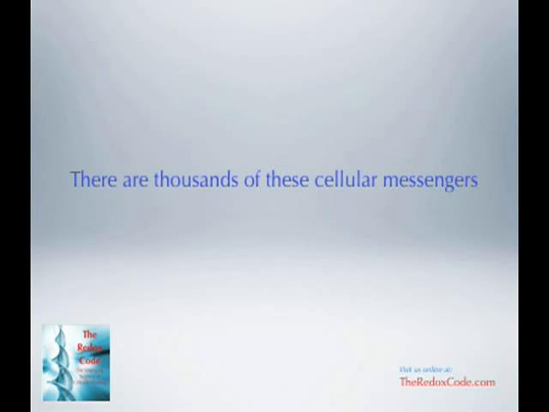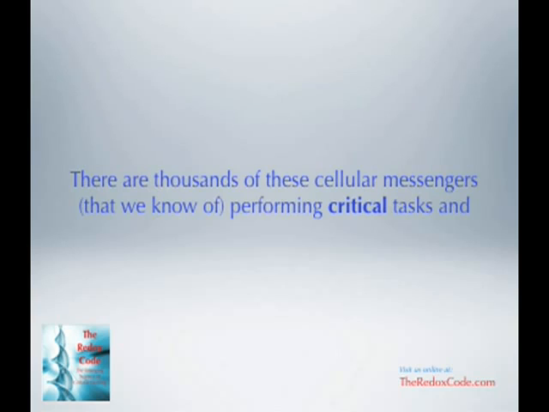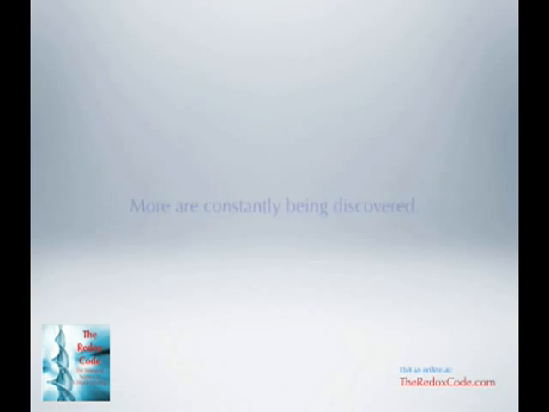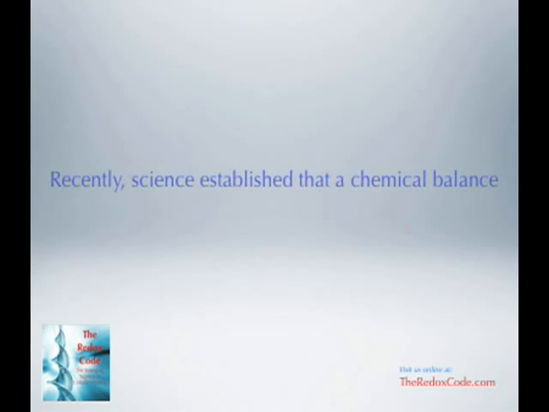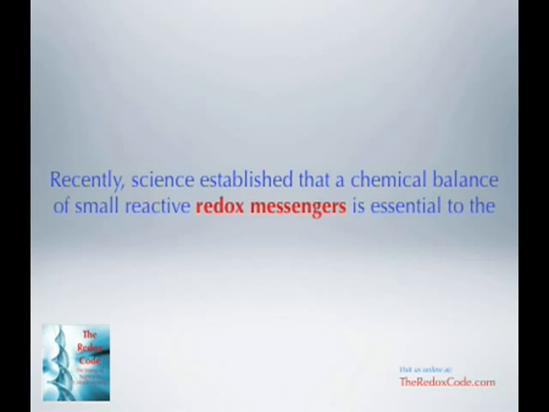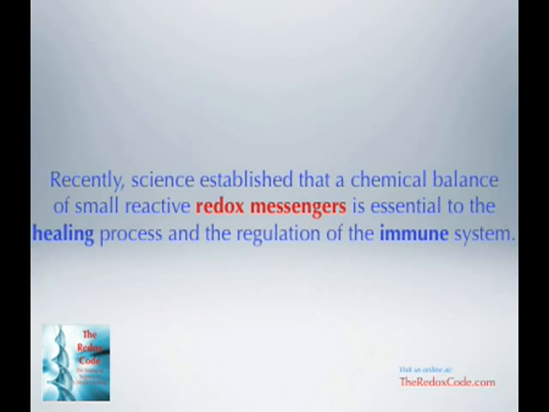Now there are thousands of these cellular messengers, and those are the ones that we know of, performing critical tasks and functions inside and outside of the cell. More are constantly being discovered. But for purposes of the redox code, we're primarily concerned with just two of them. Now recently, science established that a chemical balance of small reactive redox messengers is essential to the healing process and the regulation of the immune system.